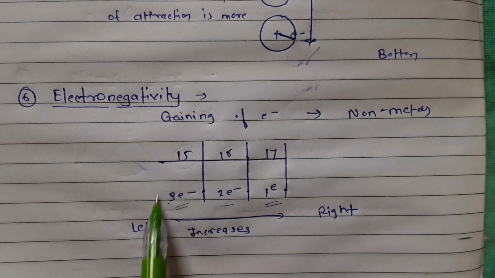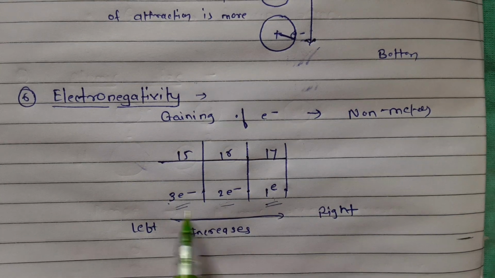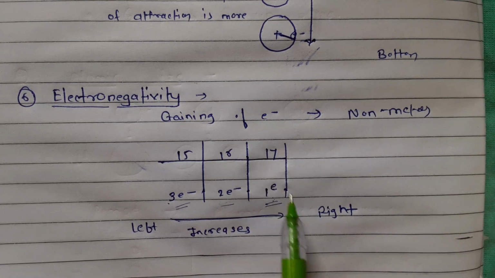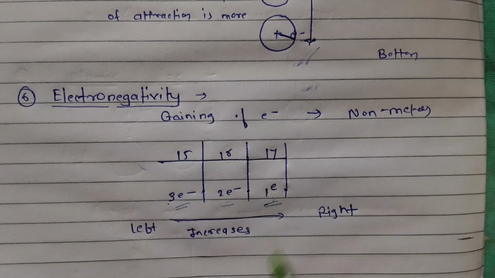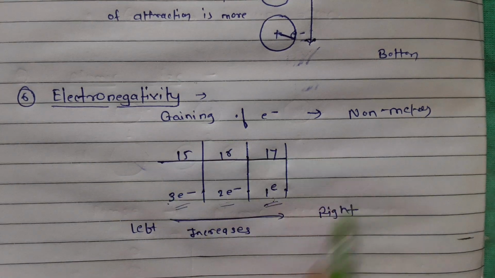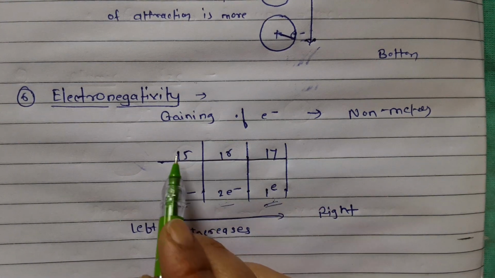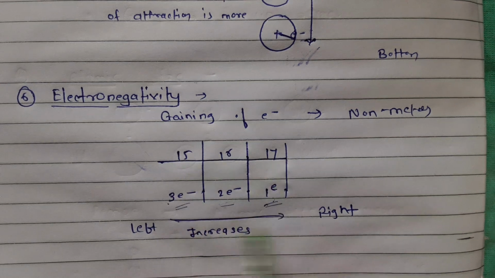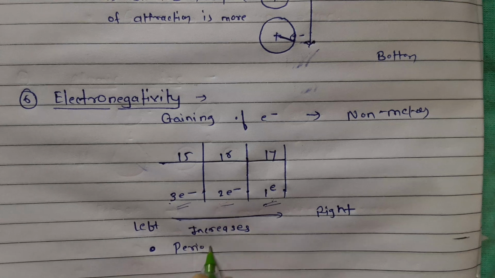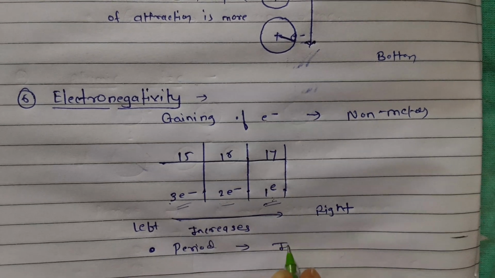It requires more energy to accept 3 electrons than accepting 2 electrons and accepting 1 electron. So those who accept 1 electron react more fast. So electronegativity means accepting electrons. So it increases as we move from left to right in a modern periodic table. So in a period, electronegativity increases.